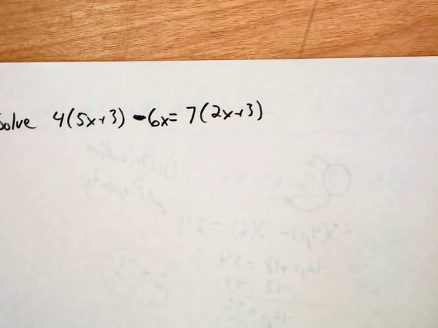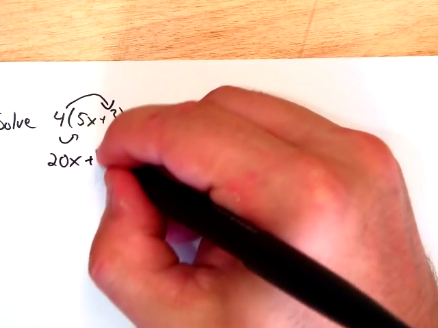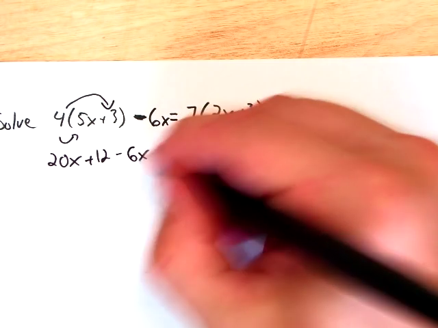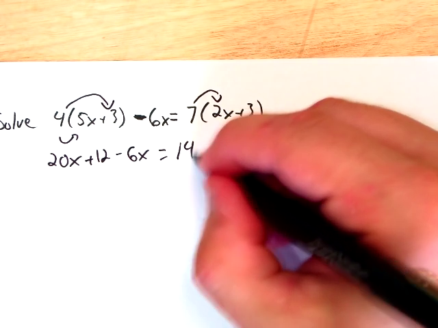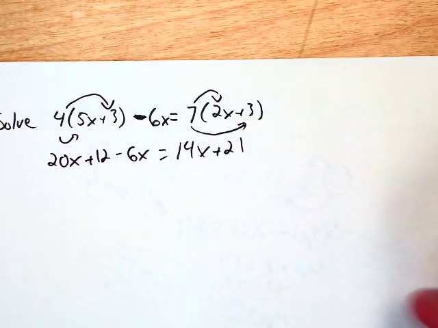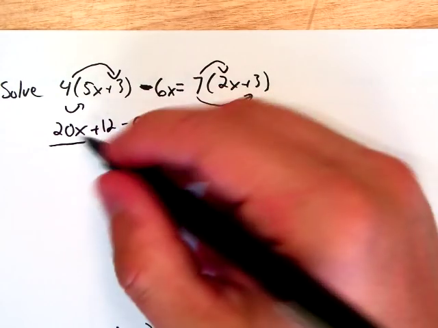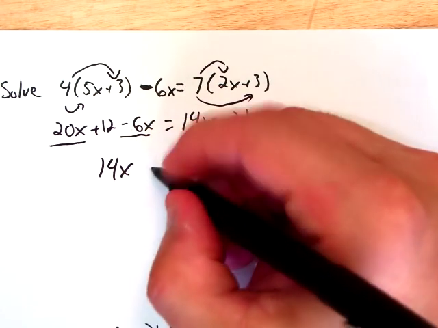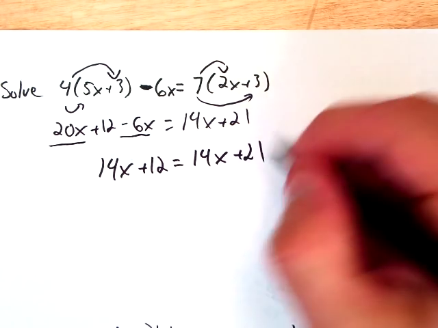All right, let's look at example 3 then. So it says solve this equation. So 4 times 5x is 20x. 4 times 3 is 12, and then a minus 6x. 7 times 2x is 14x. 7 times 3 is 21. First of all, I need to combine like terms, so 20x and minus 6x are like terms. So 20x minus 6x is 14x plus 12 equals 14x plus 21.